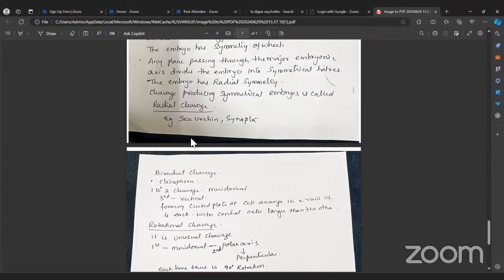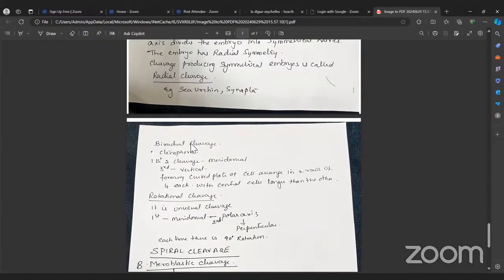In all these what we were seeing, the third was horizontal. Whereas here the third is vertical again. That is, two meridional will be there and the third will be there. Therefore, in this biradial, you will see one larger group of cells and a smaller group of cells.